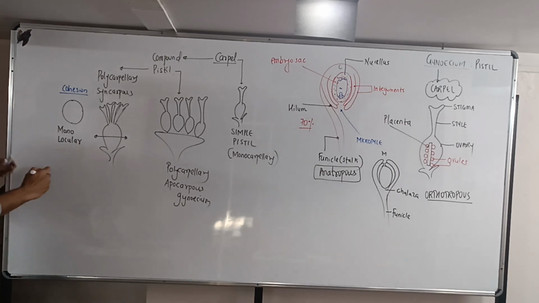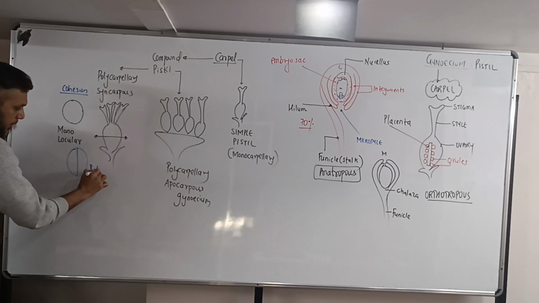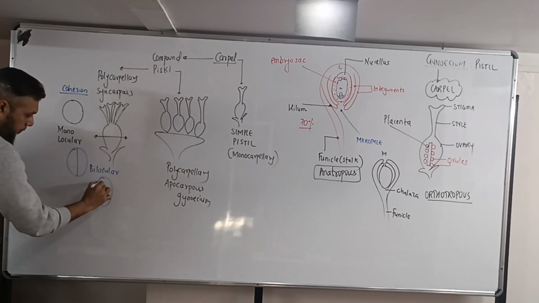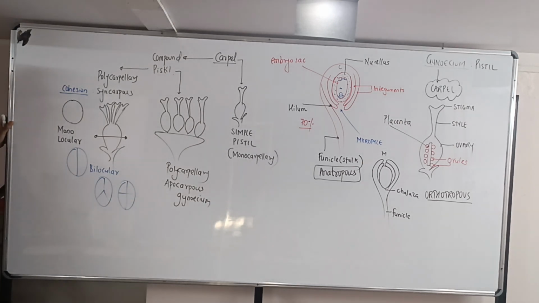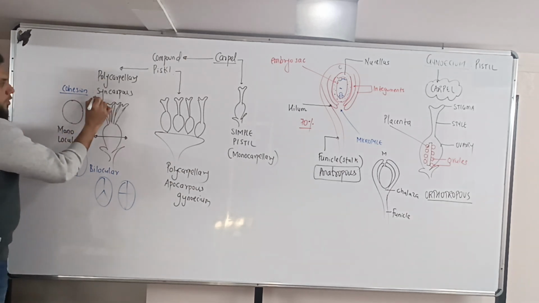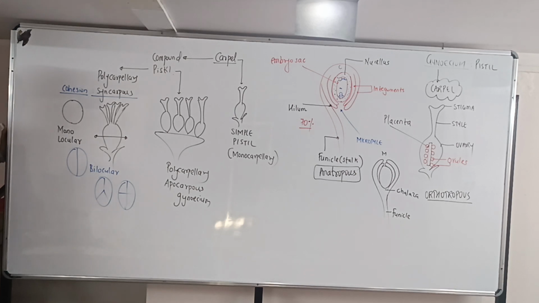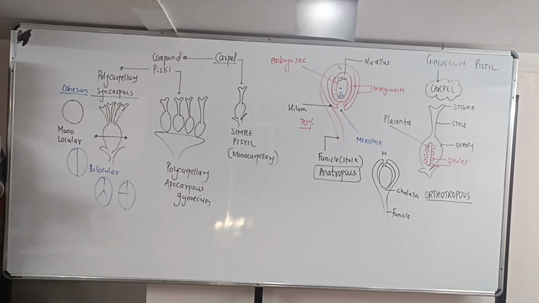Monolocular condition. What if they have 2 locules? What do you call the condition? Bilocular condition. 3, trilocular, 4 tetralocular, and multilocular. Got it? So syncarpous gynoecium. What do you mean by syncarpous gynoecium? Where the carpels have fused. It can either be monolocular, bilocular, trilocular, tetralocular, pentalocular, multilocular. I hope you got it.